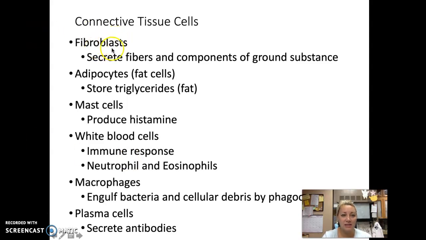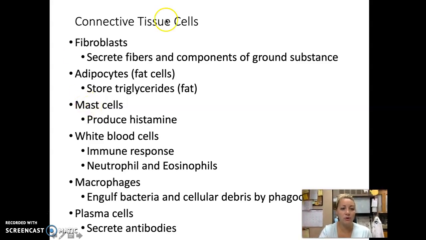We've got fibroblasts, which are going to be making more of that ground substance. Adipocytes, which are fat cells. Mast cells, which produce histamine. So this is what causes swelling when you have an injury. White blood cells for fighting off the bad guys. Macrophages go around eating up any bad guys, like if we've identified that bad guys have gotten into the body, they will eat those up. Or if there are pieces from cells that are no longer needed, they will eat those up.